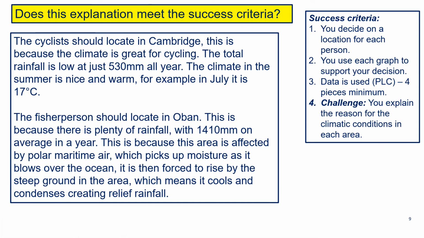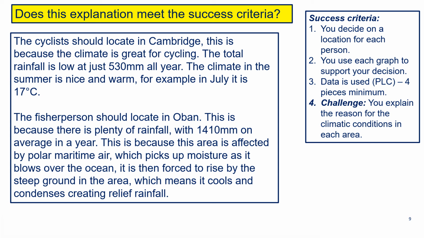Okay, so before you get started, let's have a look at this example. Does this explanation meet the success criteria? Let's have a read. The cyclist should locate in Cambridge. This is because the climate is great for cycling. The total rainfall is low at just 530 millimetres all year. The climate in the summer is nice and warm. For example, July, it is 17 degrees.